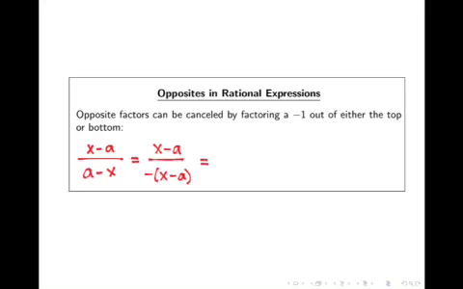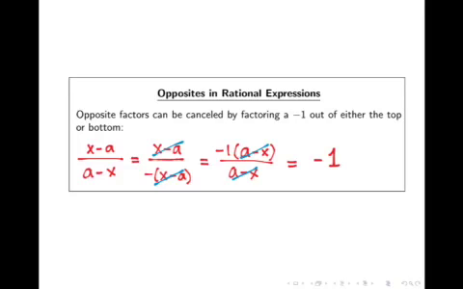Or you could have factored out a negative 1 in the top, and that would give you negative 1 times a minus x over a minus x. And so you can see either way, we get factors that cancel. Either we cancel an x minus a or an a minus x. And when we have opposites in the numerator and denominator, we'll end up with a result of negative 1.